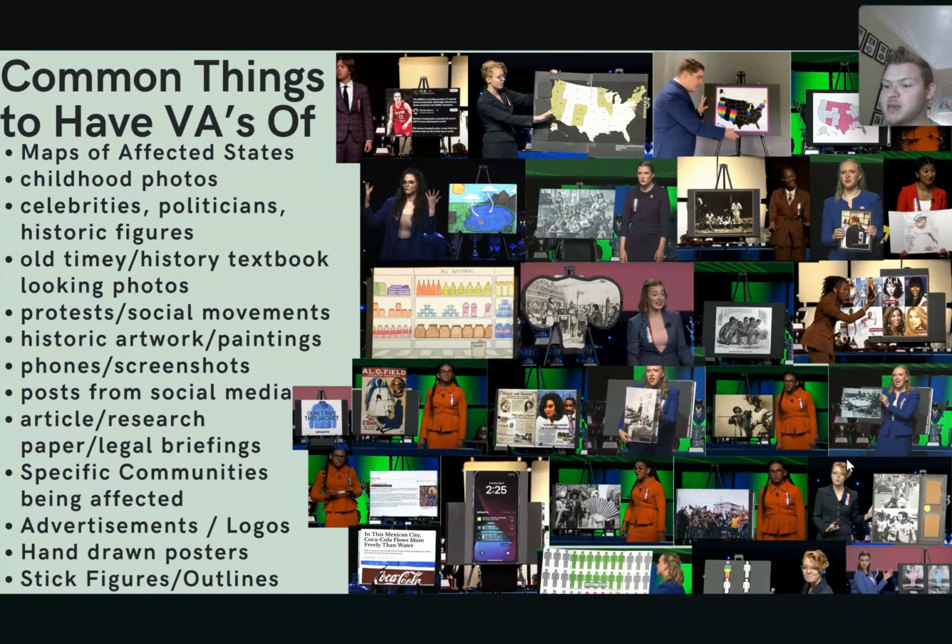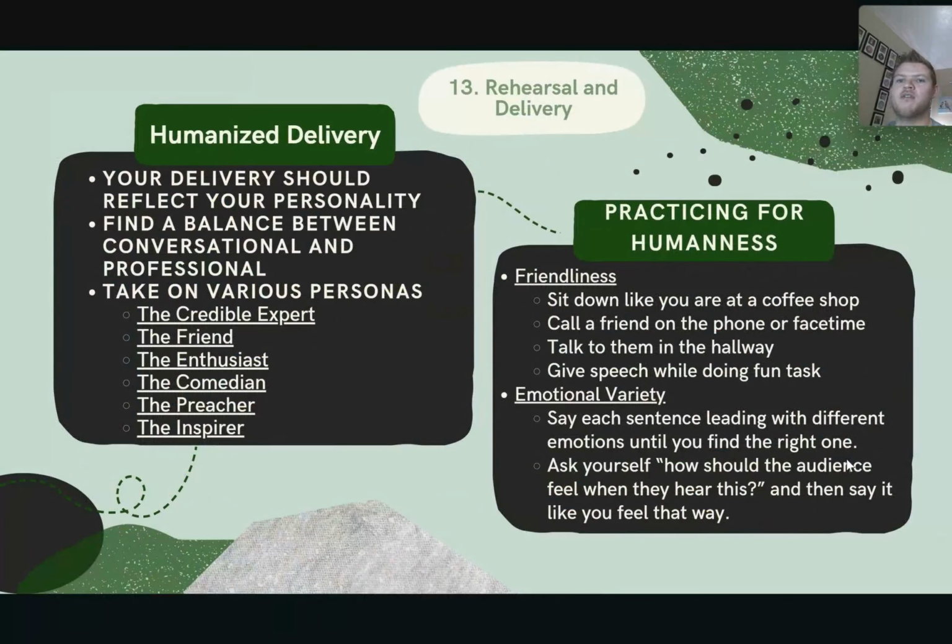But those are just things to keep in mind. Finally done with visual aids, so let's talk about delivery and rehearsal. You need to sound like a human being and not a speech kid when you are giving your speeches. So it should reflect your personality. You need to find a balance between being conversational and professional, because you're a 15-year-old to an 18-year-old, so you want to maybe talk a little bit more professionally than you normally would so people take you seriously, but not so professionally that you seem like a robot or like you're talking down to the audience.